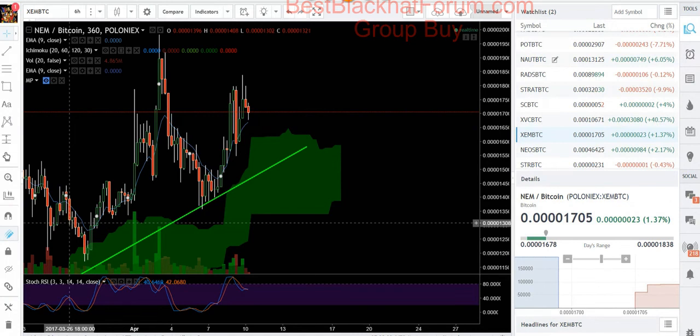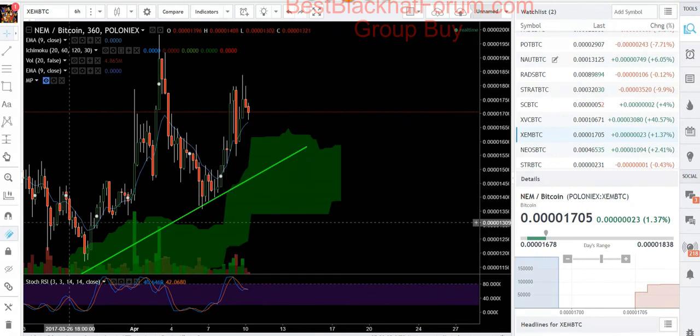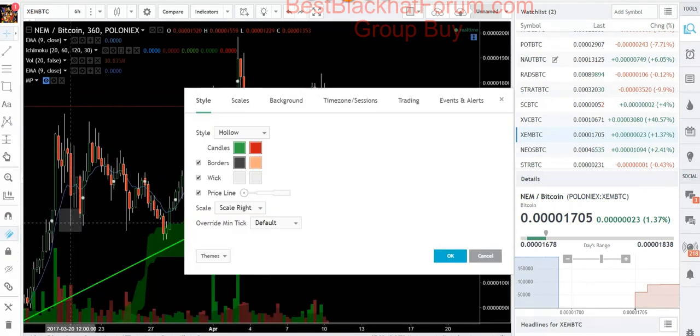So we're using the cloud to tell us where we are as far as our support, our resistance, and how our move is going to break apart. If this thing falls under the 6-hour cloud and starts trading under the 6-hour cloud, then we're going to start downtrending. It's as simple as that.